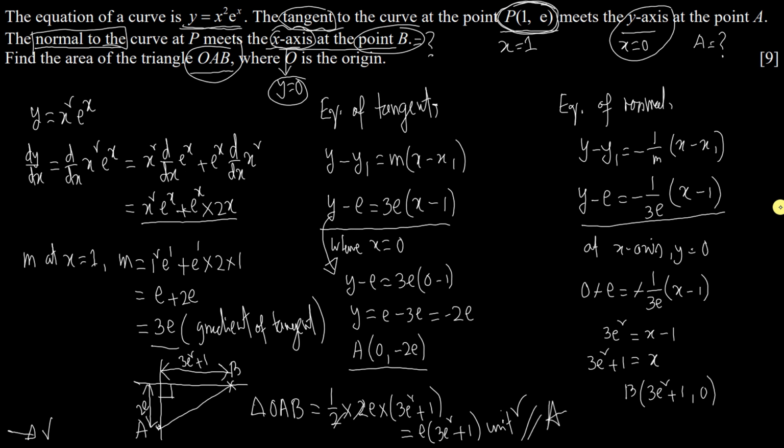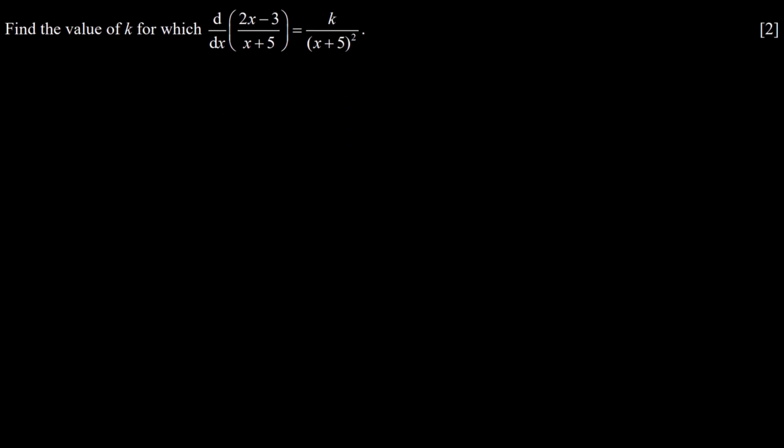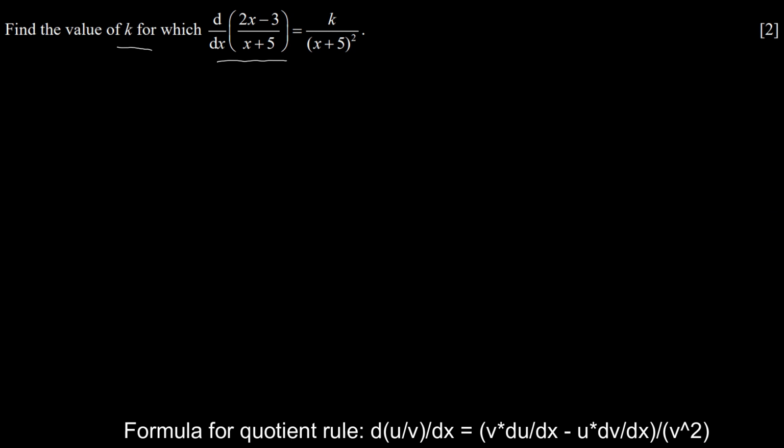Hope guys you understood this question the way I did. I prepared another question for you. This is the question. Find the value of k where the equation is written like this. It's a very simple question. We know we have to apply the product rule. Please check here, for your quotient rule, not product rule. I'm extremely sorry. Quotient rule. So let me apply the quotient rule.